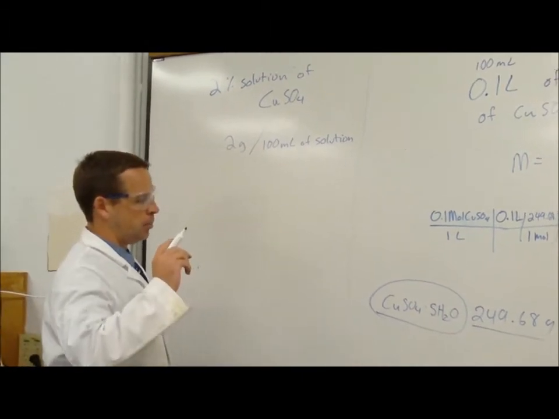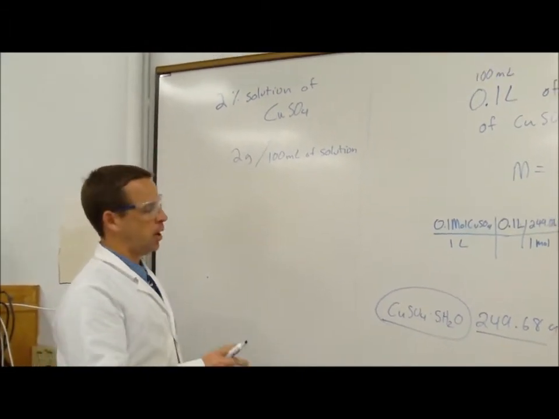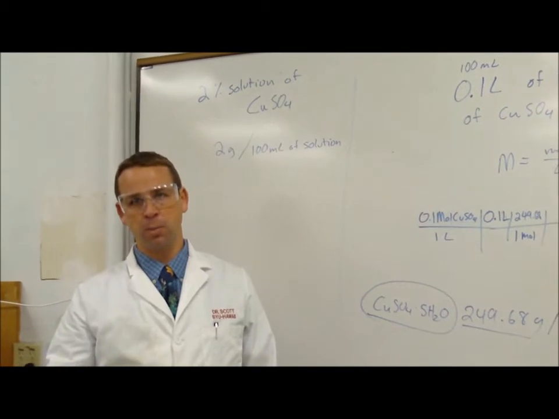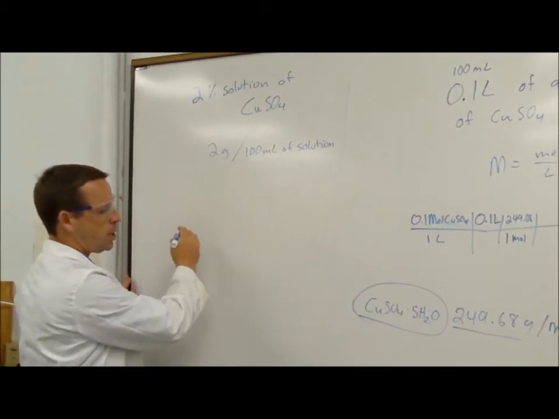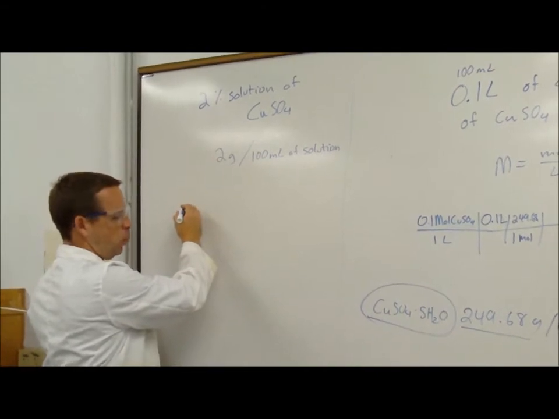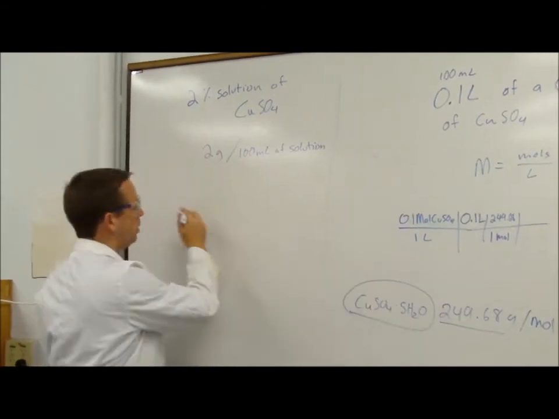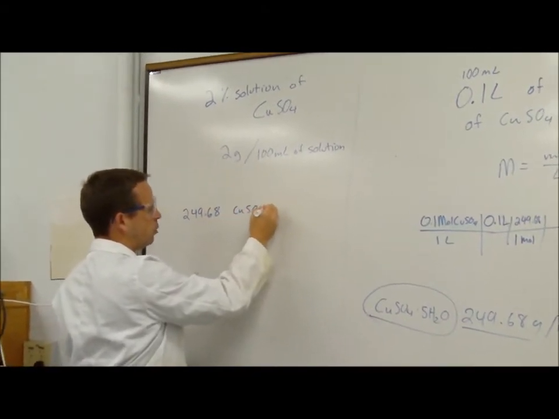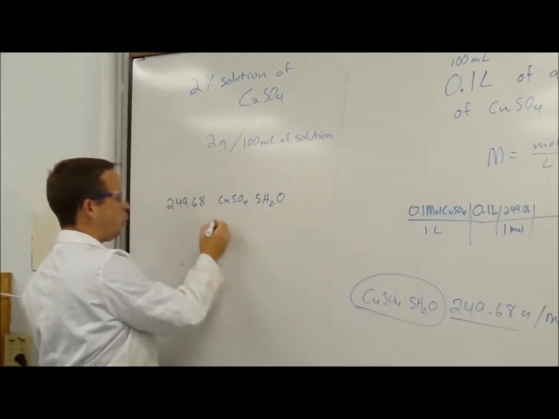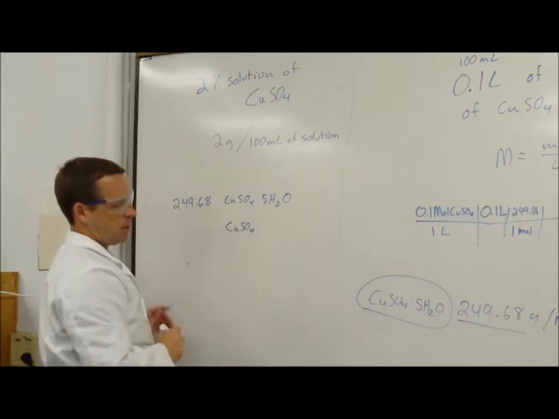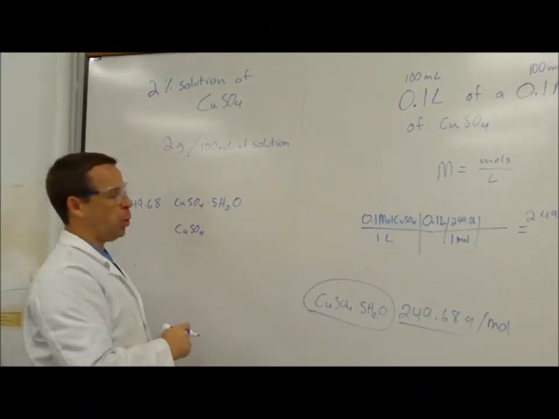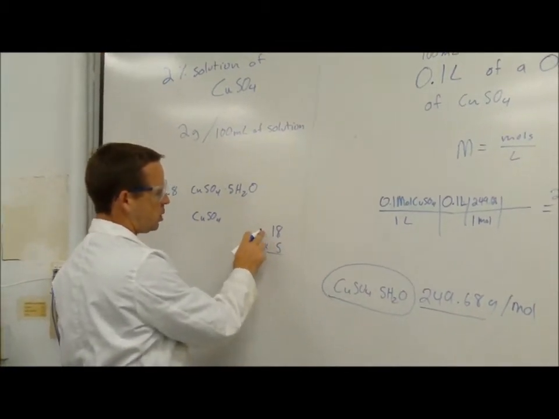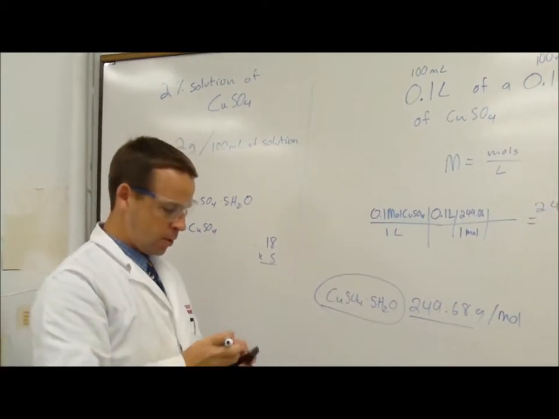Well, 2 grams of copper sulfate, what would the ratio be between 2 grams of copper sulfate and 2 grams of copper sulfate pentahydrate? So I have my copper sulfate pentahydrate. 1 unit of copper sulfate pentahydrate, 1 mole is 249.68. That's my copper sulfate pentahydrate. And what is copper sulfate by itself without pentahydrate? Well, it should be this value, 249.68 minus 18 times 5, right? Minus 18 times 5.